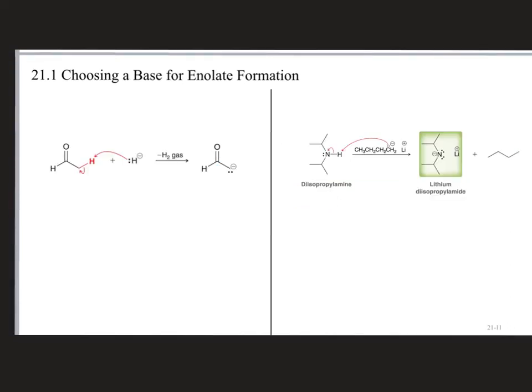Sometimes we want to form an enolate completely and irreversibly, so we need to use a stronger base, such as sodium hydride. Remember, sodium hydride is just going to act as a base. It will not act as a nucleophile. So it will just be deprotonating our alpha carbon position to form the enolate.